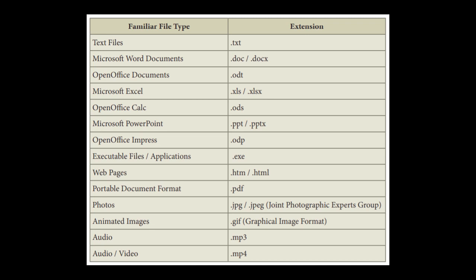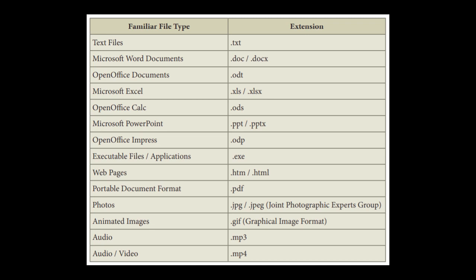And for web pages, we all know how you will design a web page. We have seen last year itself in HTML, right? So web pages will have the extension .htm or .html, okay? For PDF files, we all know .pdf. PDF means, what is the full form? Portable Document Format, okay? Photos and all, we know .jpeg or .jpg, right?